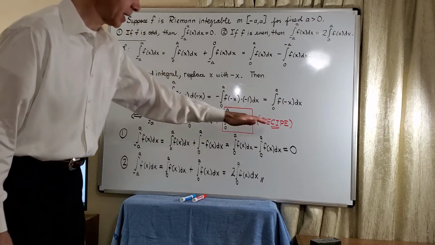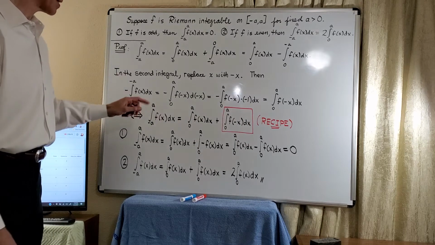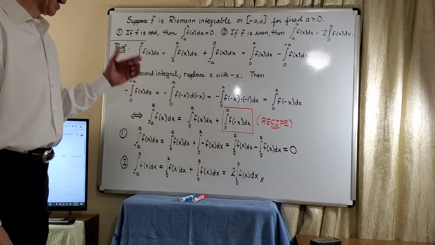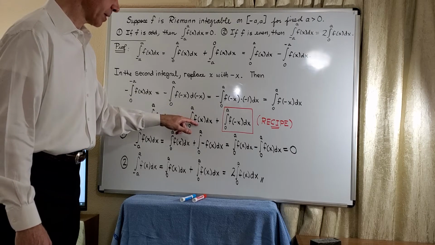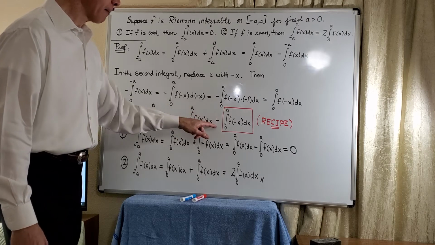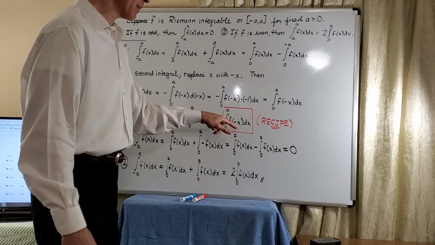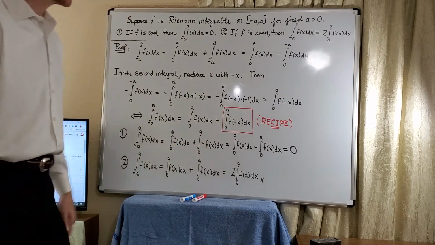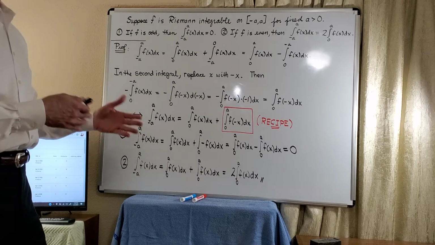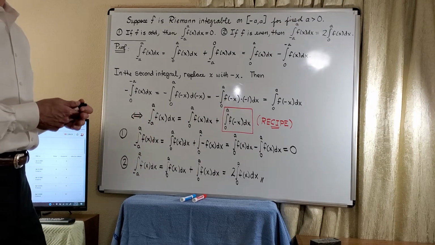So now, as I've written here, we have the recipe. That is, f on the symmetric interval is now expressible as the function integrated from 0 to a plus f of the additive inverse of x integrated from 0 to a. So I call that the recipe because that's really all we need to do to finish the proof.